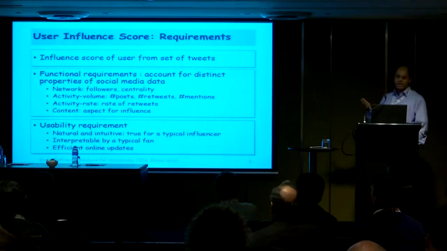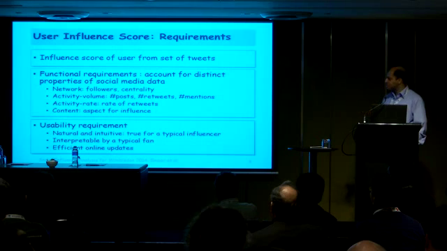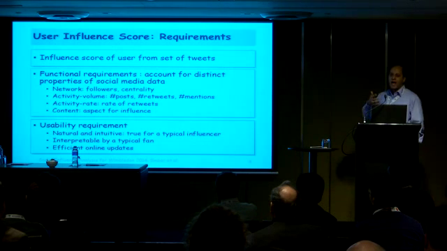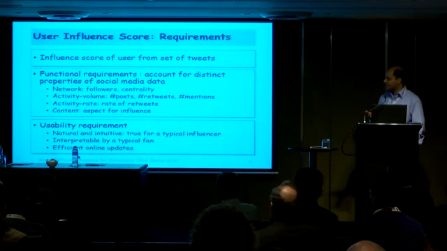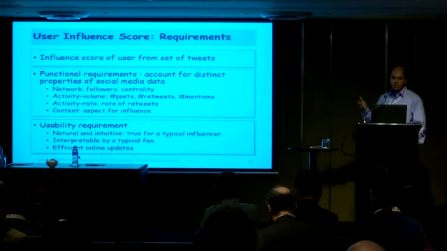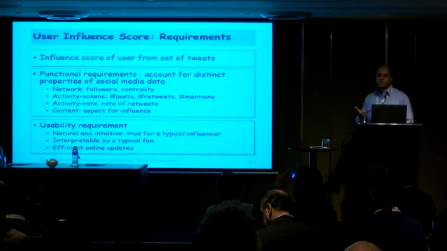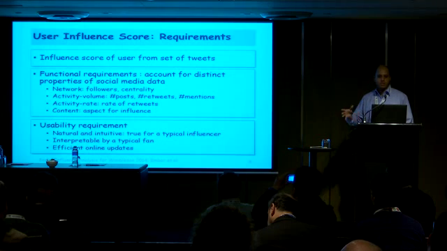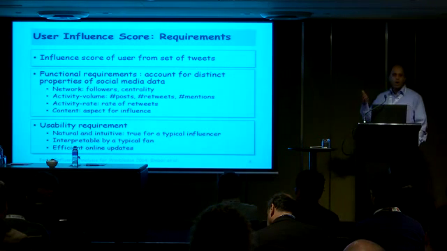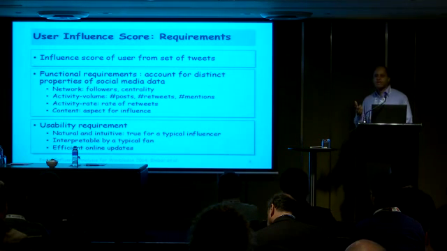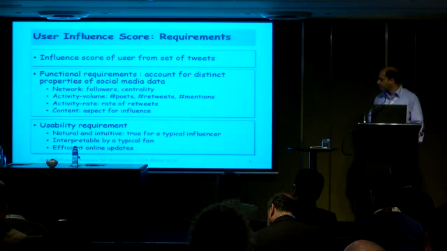Of course, we had to account for the network structure of the users. But there's also activity: there's volume of activity, and there's rate of activity. There's engagement with other users, and there's also the content, which of course tells us the topic of the tweet, but also tells us what other users are mentioned within the body of the tweet. So we had to take all of this into account when defining the measure of influence for individual users.